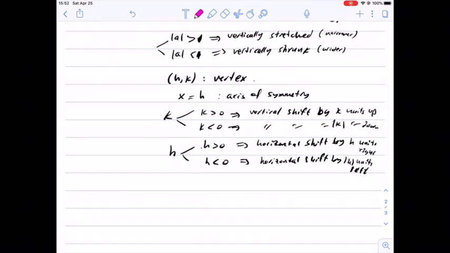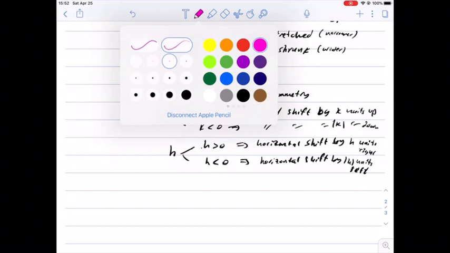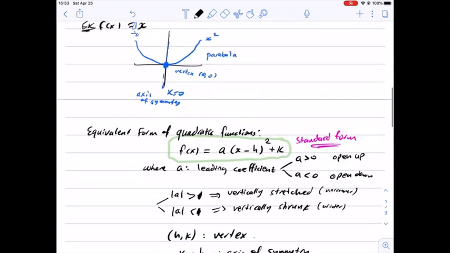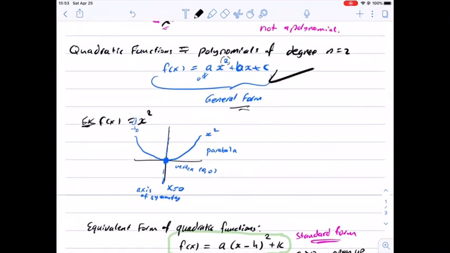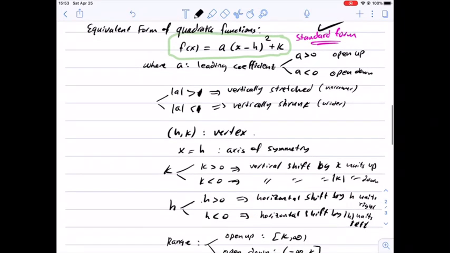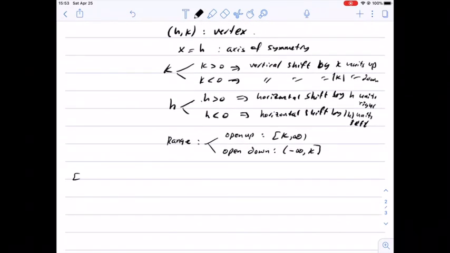Now, we can also find the range. The domain is negative infinity to infinity, but the range depends on whether the function opens up or opens down. If it opens up, then the range is k to infinity, and if it opens down, then the range is negative infinity to k. Now, how do we convert from the general form to the standard form? This is what we learn after discussing an example. So let me introduce the following example.